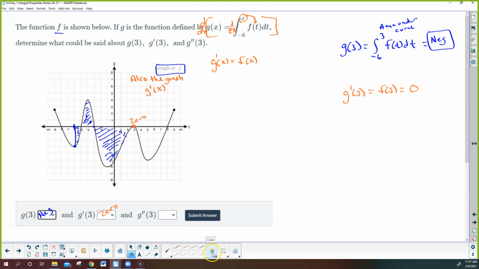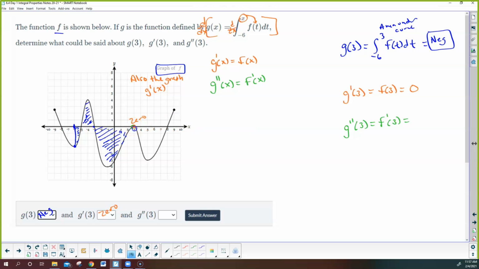And then the last part is, let's do this in green. I have to figure out what is G double prime. So then my question would be, if I take the derivative again, G double prime is actually the slope of f. So what I need to do then is say, okay, G double prime at 3 is the same as f prime of 3.